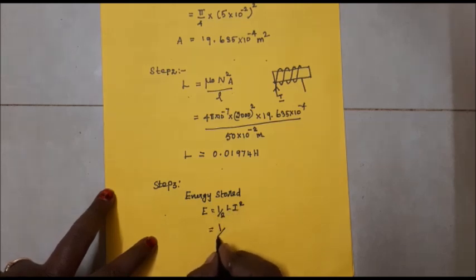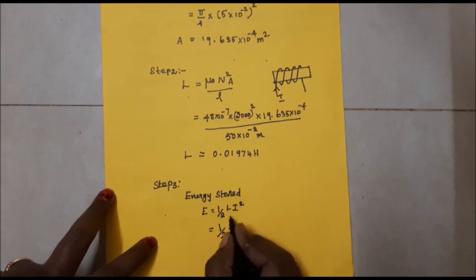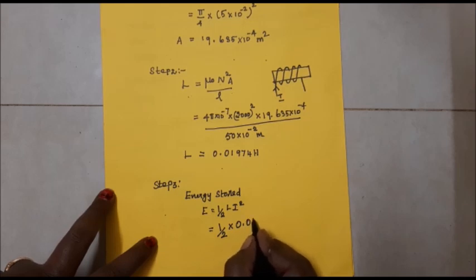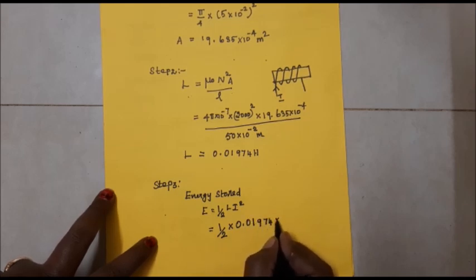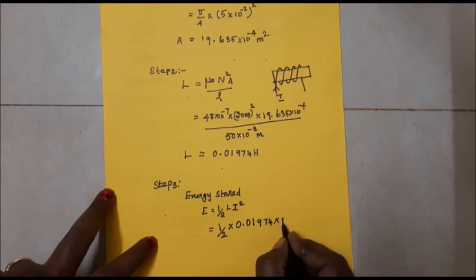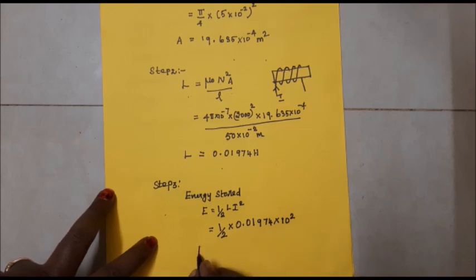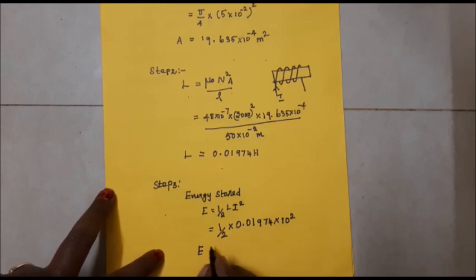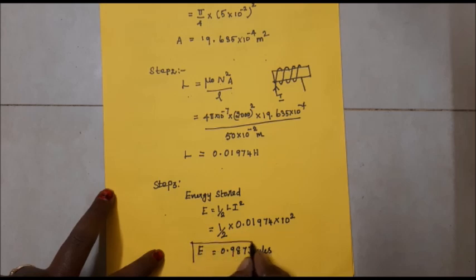Now we are substituting the values in this expression. Half, and we have already found the inductance value in step number 2, so we substitute that value, 0.01974, into I square, where I is 10 amps from the given data. After calculating this using the calculator, we got the value of energy as E equal to 0.987 joules, where joule is the unit of energy.